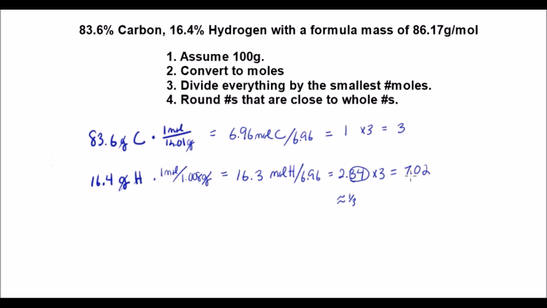Now, let's look at step 4, round numbers that are close to whole numbers. Well, 7.02 is close enough to 7 to assume that that 0.02 just comes from some sort of rounding that we've done. If we had many more significant figures, it might come out to be 7.000 or 6.9999. However, due to whatever rounding we did, it might not come to be exactly a whole number. However, subscripts have to be whole numbers. So we'll go ahead and round that to a whole number, and then we'll put down here C3H7.